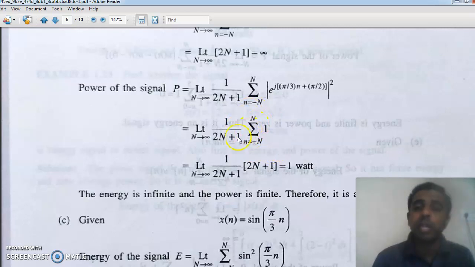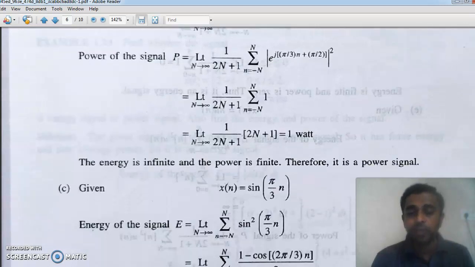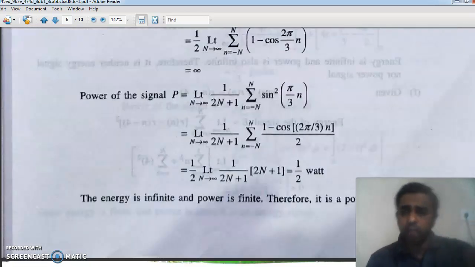So that 2n plus 1 and this 2n plus 1 get cancelled. The result is that it is 1 watt. Okay, so similarly, you can just try these problems. Okay, everything is very simple.